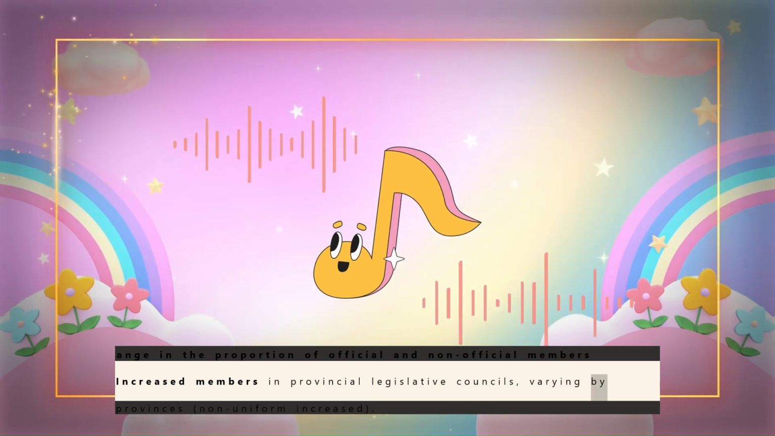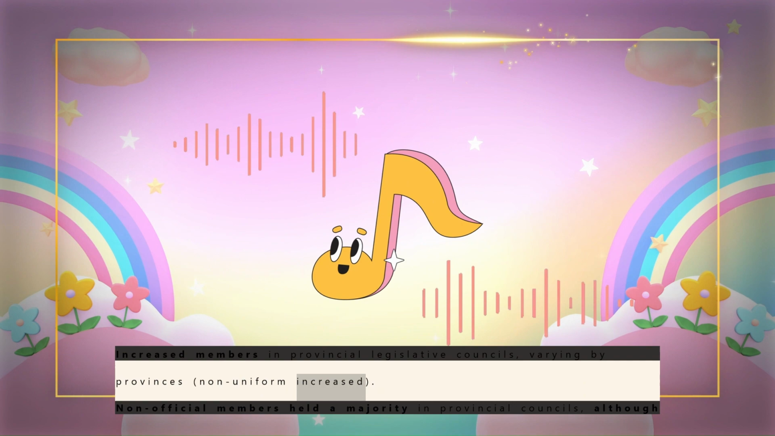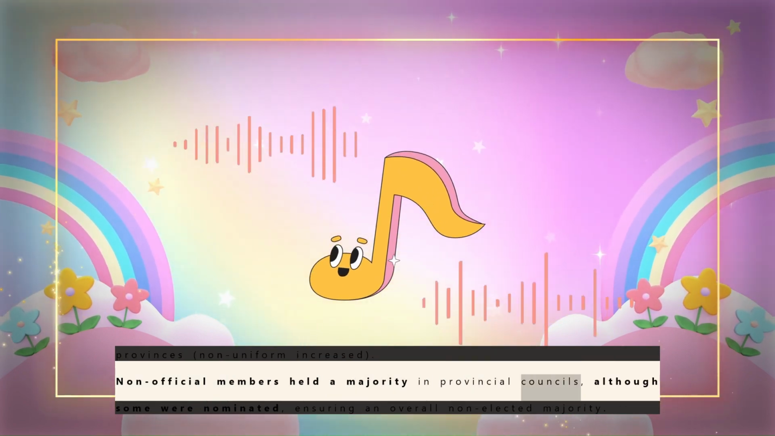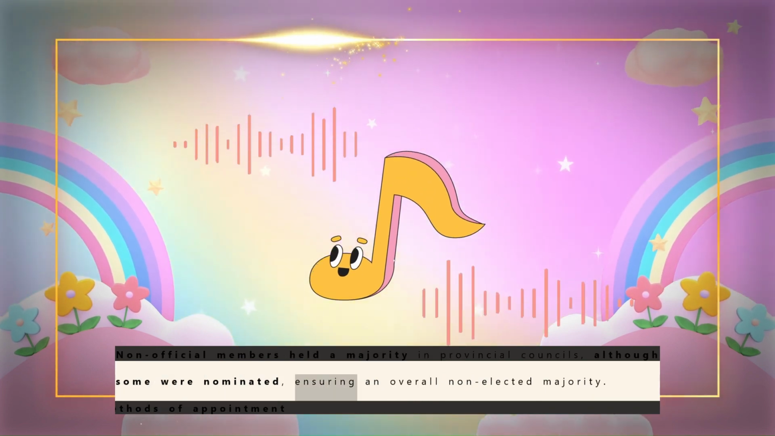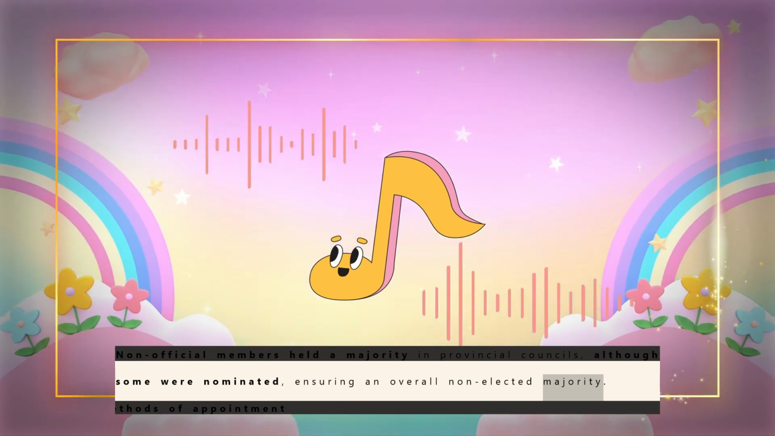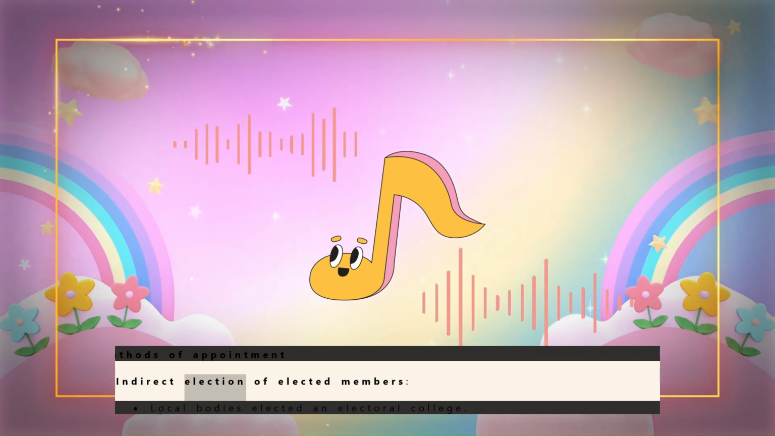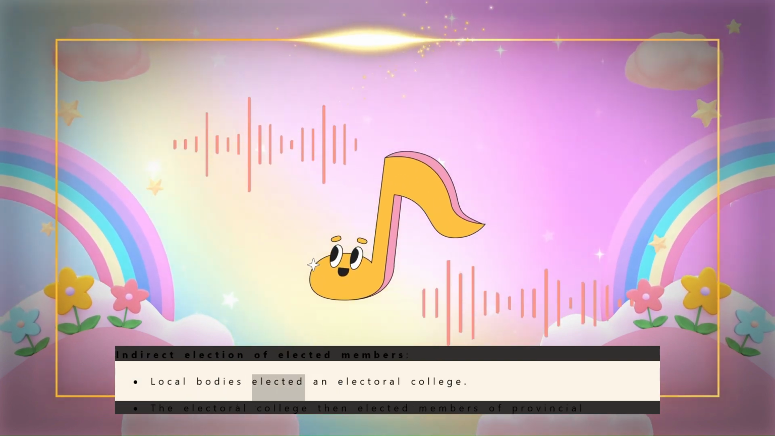Change in the proportion of official and non-official members. Members in provincial legislative councils increased, varying by province, with a non-uniform increase. Non-official members held a majority in provincial councils, although some were nominated, ensuring an overall non-elected majority.